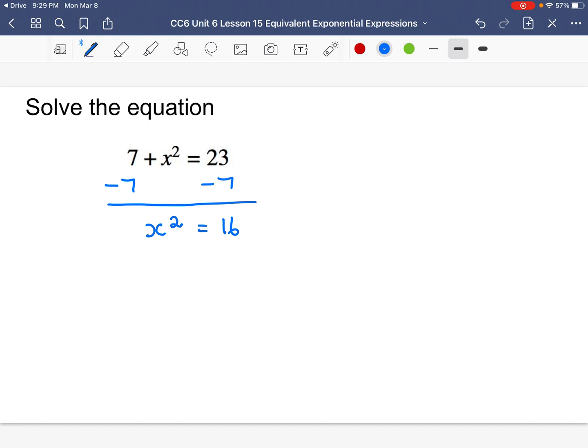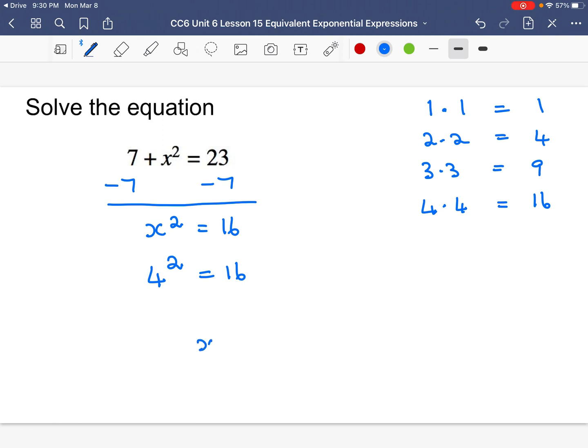And what number multiplied by itself gives you 16? So let's look at some of the numbers we know. 1 times 1 is 1. 2 times 2 is 4. 3 times 3 is 9. 4 times 4 is 16. We can stop there. x squared, 4 squared equals 16. And so the solution is x is equal to 4.